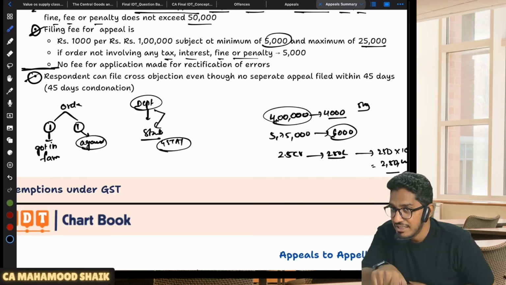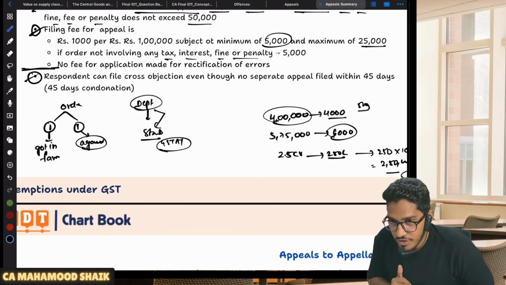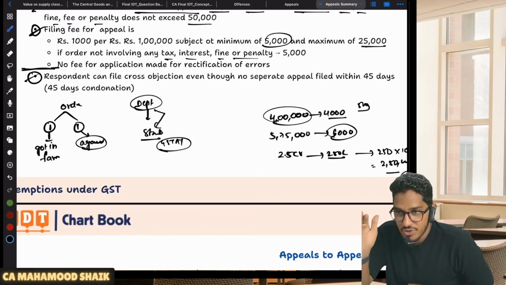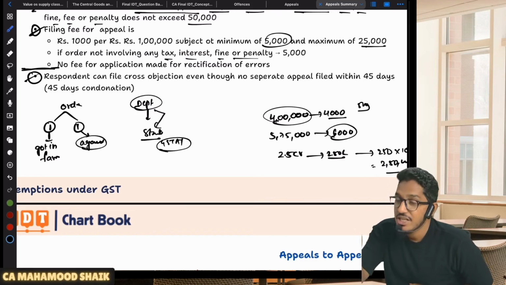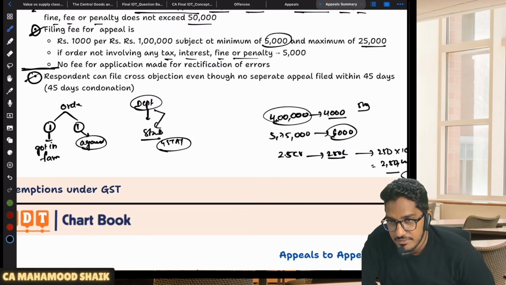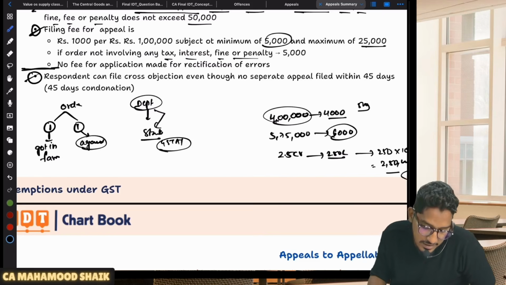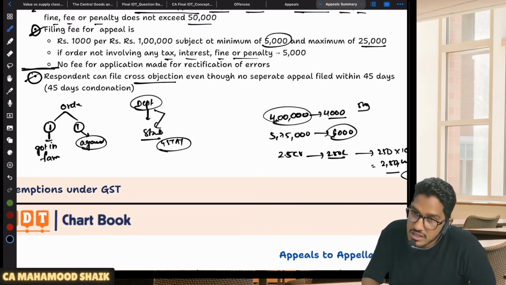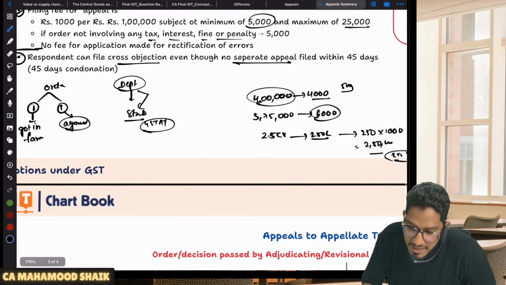Even though you are not filing the appeal, and the department has started the appeal, you file something called a memorandum of cross objection. In that, whatever things you want to challenge in that order, you also challenge. The GSTAT will consider it equivalent to an appeal, and they will consider all those points in that appeal. Understood? So that is what they say here. Respondent can file cross objection even though no separate appeal is filed.